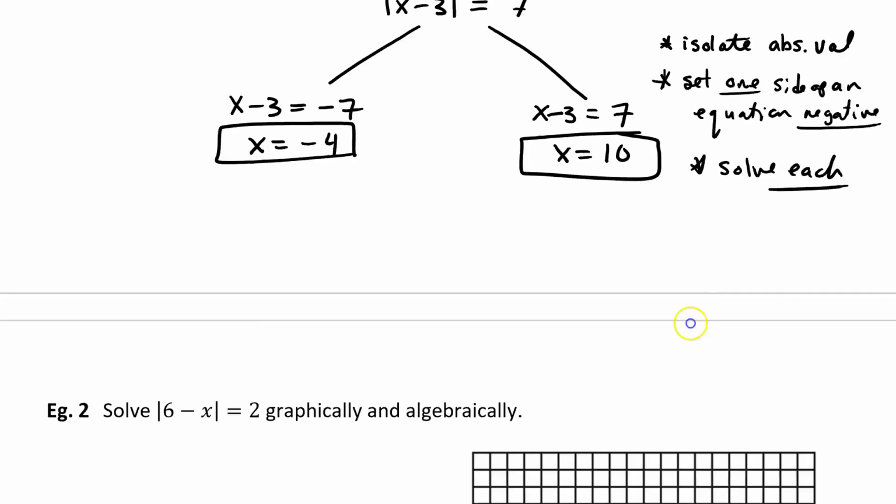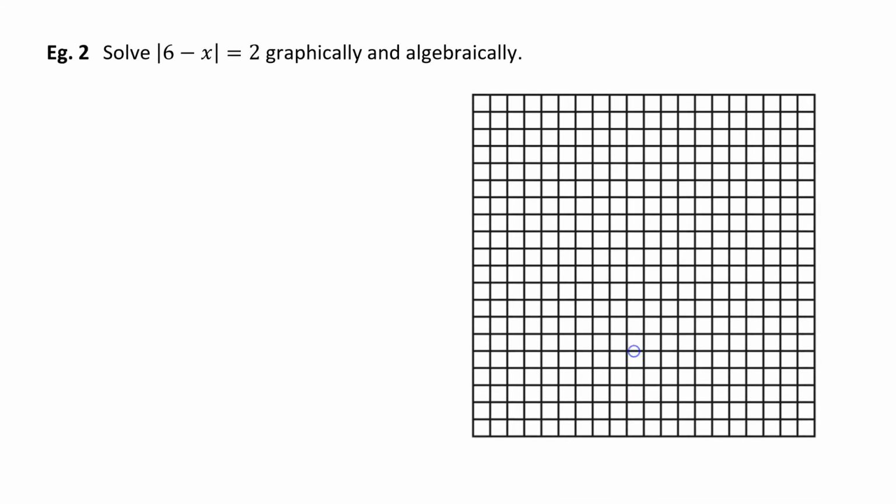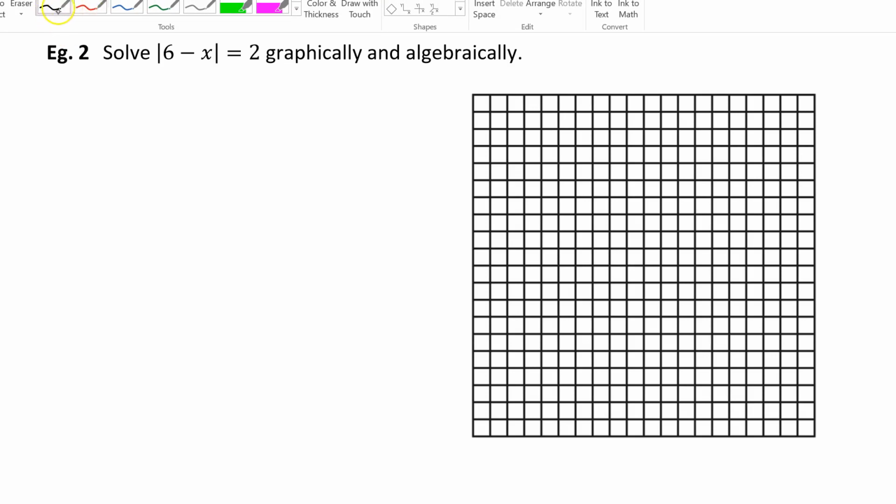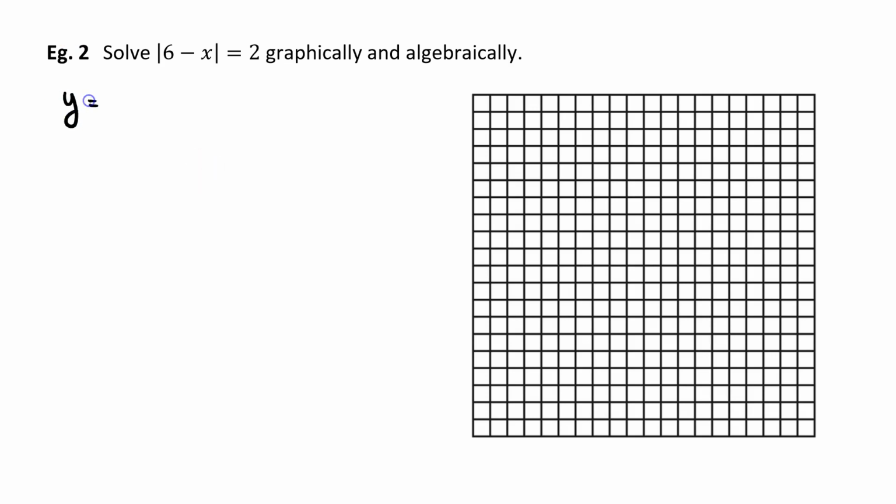Great! So here we are at the next question. Solve the absolute value of 6 minus x equals 2, both graphically and algebraically. So I'm going to set it up. I have y equals negative x plus 6. See the negative, it comes before the x, so I put it here, and there's an implicit positive in front of the 6. So I've just changed the order, and so that's y1, and then I'm going to say y2 equals 2. So that's a horizontal line at 2.